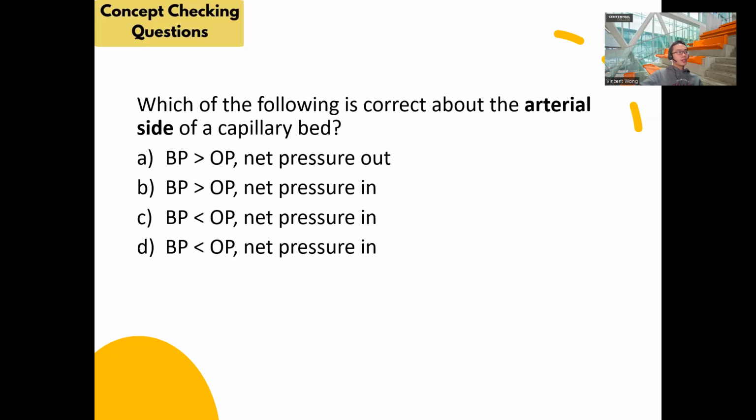Okay, I have 10 answers. Can I get a little bit more before I close the poll? We have 21 people here. All right, most of you got it right. The BP is greater than OP on the arterial side, and so you are going to be ending up pushing things out. Let's do another one here.